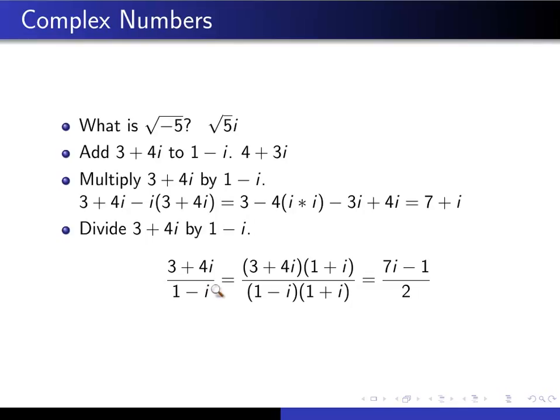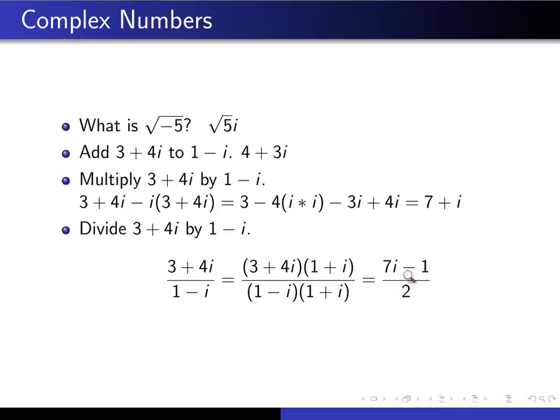The trick is to multiply top and bottom by 1 plus i, as we've done there. And the reason we do that is that if we multiply 1 minus i by 1 plus i, we end up with a real number. So we just end up with a 2 below. And on top, well, we've done multiplication. So we just multiply that out and we end up with 7i minus 1.